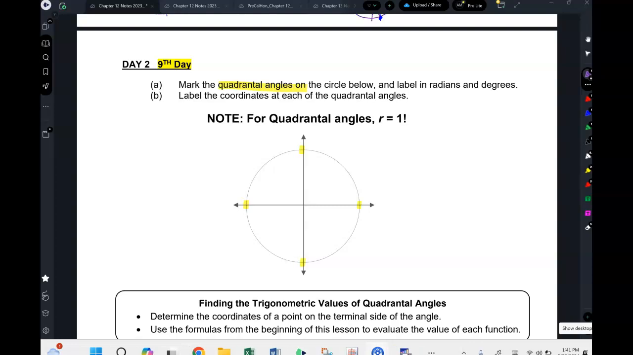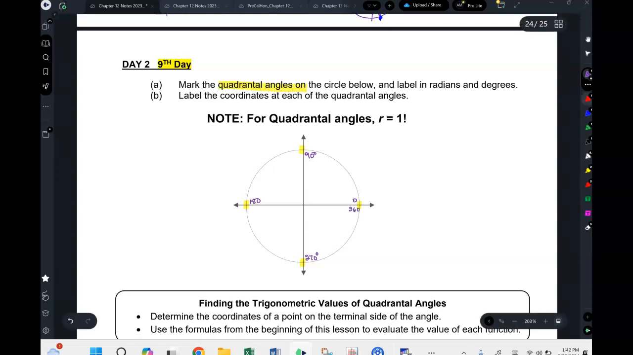All right, so those four angles that I highlighted are the quadrantal angles because they fall on either the x-axis or the y-axis. So this first one is 0 degrees. This one here is 90 degrees. This one here is 180 degrees. This one here is 270 degrees. And then we go back here for 360 degrees.